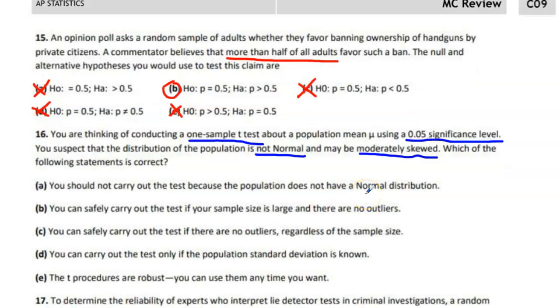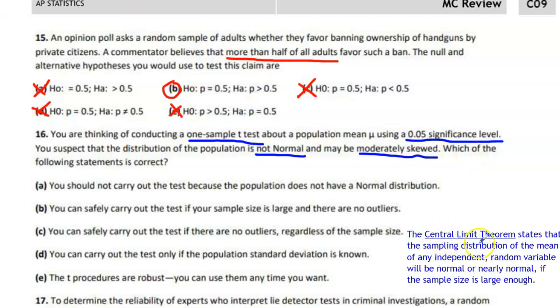Well, remember, the central limit theorem says that we are able to sample from a non-normal, skewed, any other crazy population, and as long as our sample size is large enough, we should be able to get a sampling distribution that is normal. Here's that central limit theorem thanks to StatTrek. Thank you, StatTrek, for being so useful. It tells us that any sampling distribution is going to be normal or nearly normal if the sample size is large enough. So what we're looking for is a sample size that is large enough, and there not being any outliers, for us to use a normal assumption, right? So you can safely carry out the test if your sample size is large and there's no outliers. That's going to be your golden ticket here.